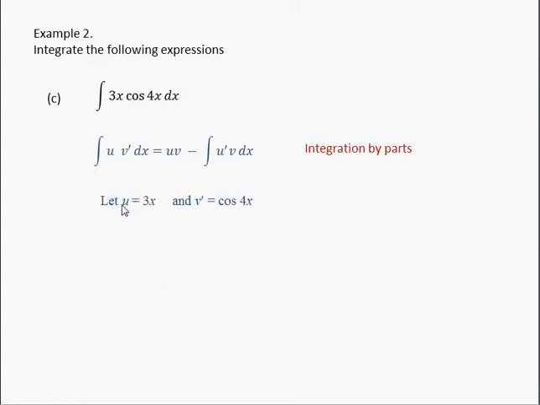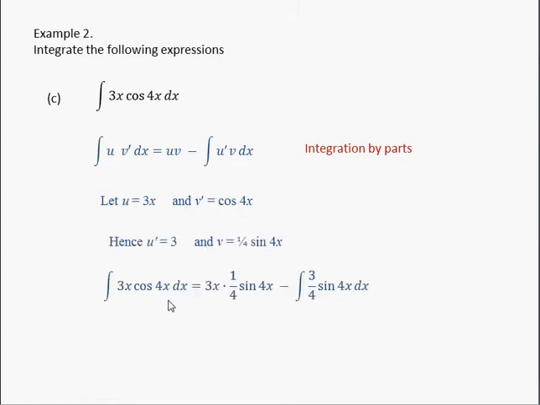In this case I choose u to be 3x and v dash to be cos 4x. Differentiating this one and integrating this one, you get those values, and you just sub them in the formula, and then that nicely works out to that. You can integrate this with that reverse chain rule from before, so it's no problem. Okay, just pause the video for a minute and have a look through that, make sure you understand.